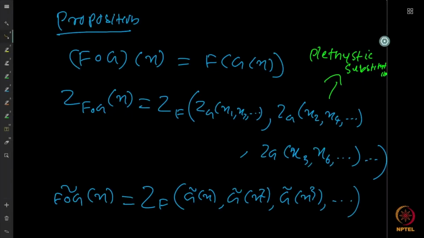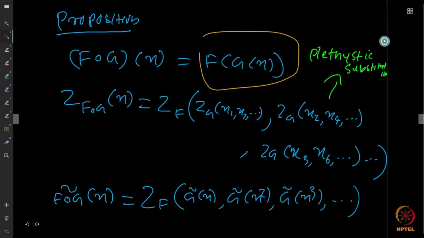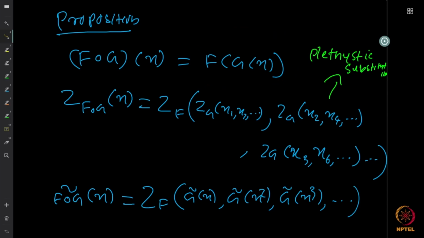Now, here is a proposition which I am not going to prove. This can be done in a more advanced course. If you take the substitution of f and g, then the exponential generating function of f composition g of x is the substitution of g of x into f. So it's basically f of g of x. We are substituting g of x for x in f of x.